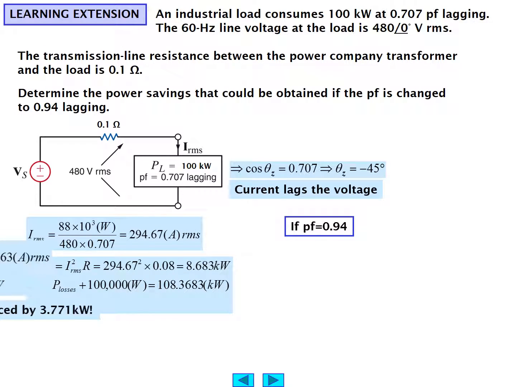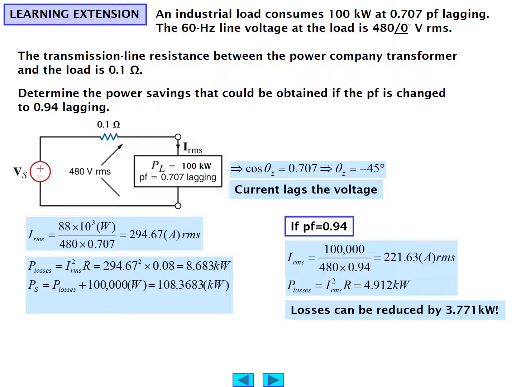If the power factor is raised to 0.94, now we have the right numbers. IRMS is 100,000 divided by 480 times 0.94. We get 221.63 amperes RMS, and the losses are IRMS squared times R, and that is correct with 0.1 ohms. We get 4.912 kilowatts, and if we can raise our power factor from a miserly 0.707 to 0.94, we can reduce our losses by 3.771 kilowatts, and I will tell you that the power company bills you essentially for those losses by not having a power factor that is large.